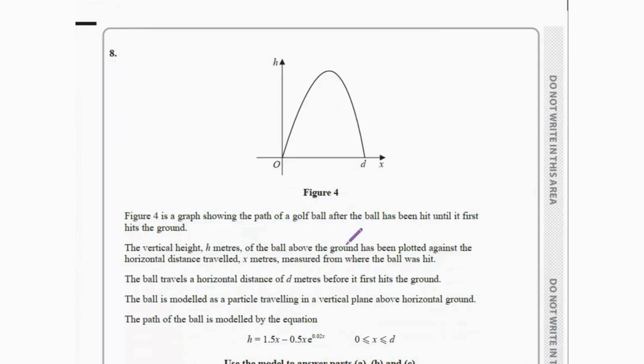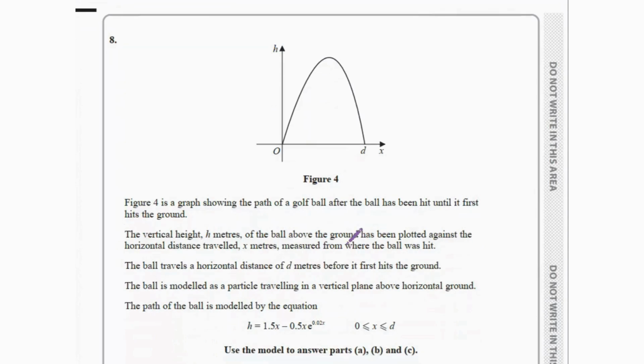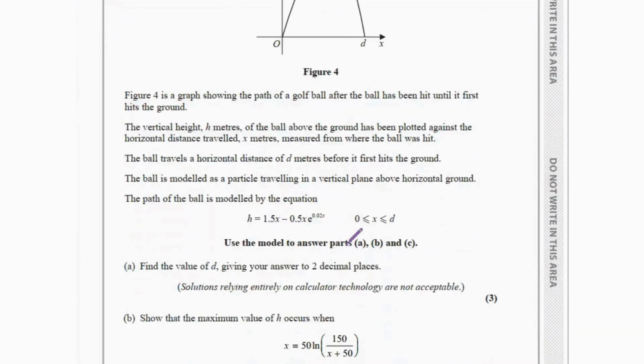The path of the ball is modeled by the equation h equals 1.5x minus 0.5x times e to the power of 0.02x, where x is greater than or equal to 0 and less than or equal to d. Use the model to answer parts A, B, and C. Find the value of d, giving your answer to 2 decimal places.